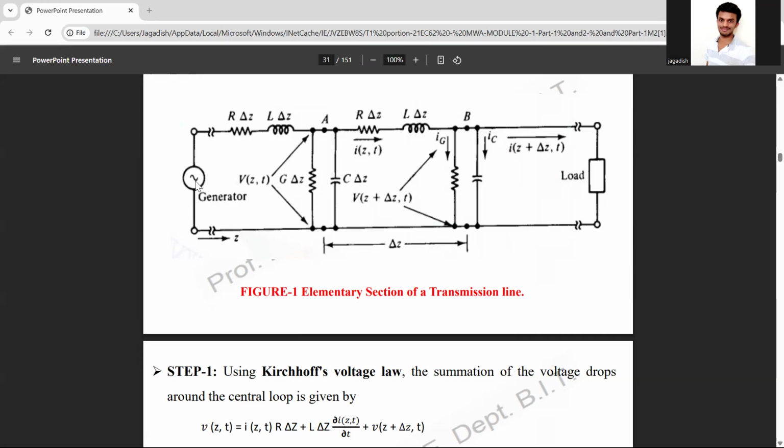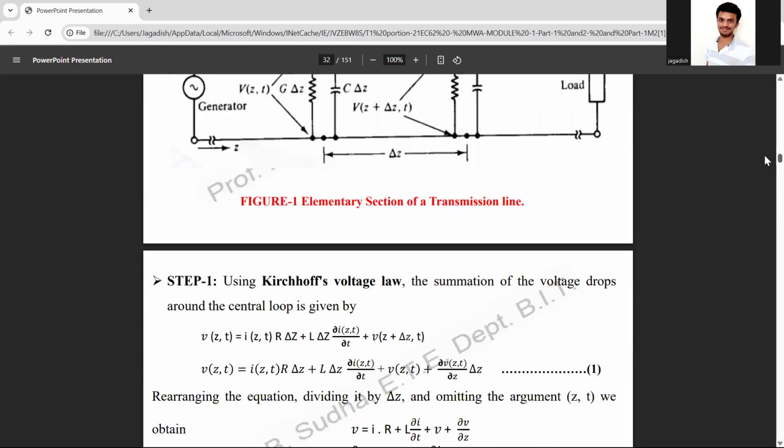It will have a generator and a load. It will have two resistors and two inductors. A resistor symbol is used for both resistance and conductance G. So you have to distinguish it using G delta Z, and because it's a small element we take it as delta Z. Whenever it is a small element, you have to consider delta. Like this you have to start the derivation.